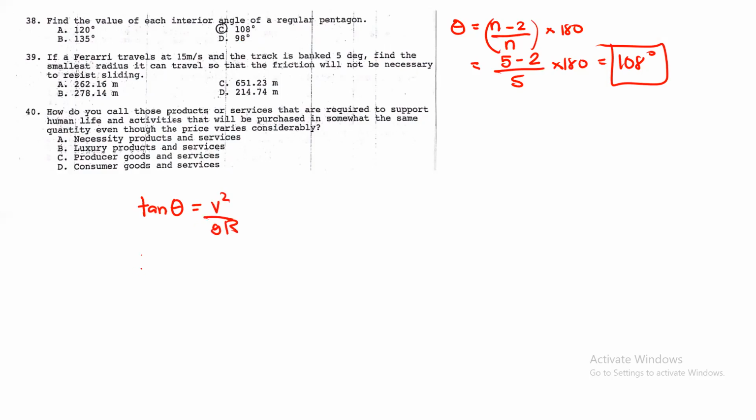So tangent ng 5 degrees is equals to, yung velocity natin, yun yung 15 squared divided by g is 9.81 times radius. So, yan yung smallest radius. So, makuha natin r dito is 262.16 meters.